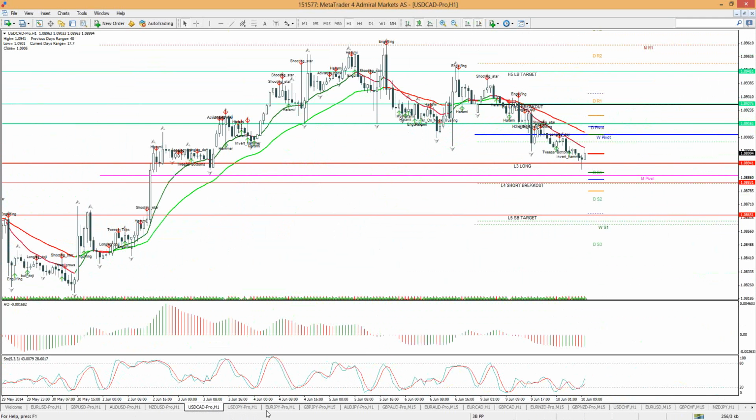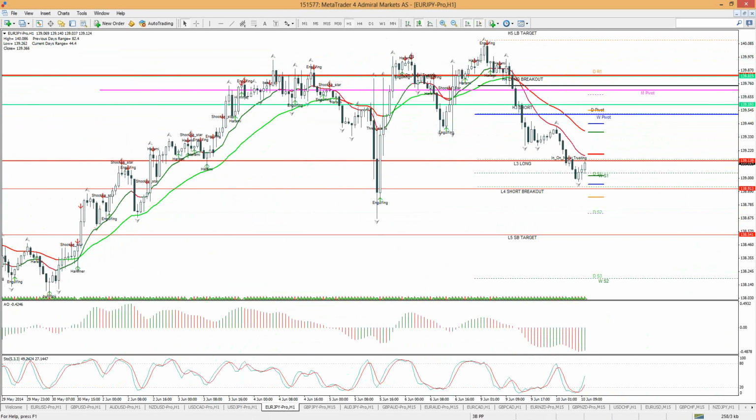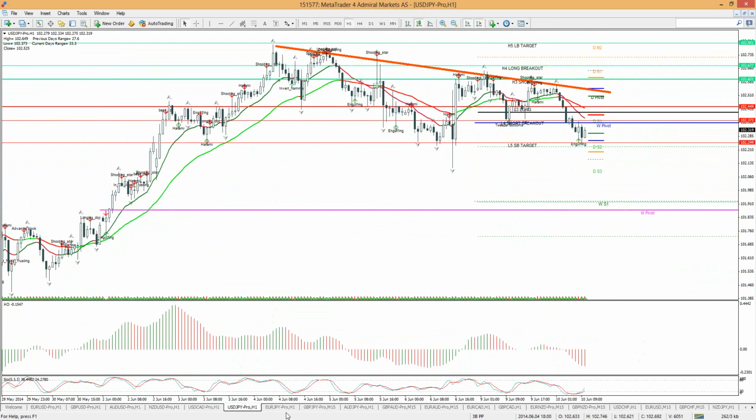Dollar CAD, not interesting. Dollar Yen, yes, but above. I lost all my trend lines. That's a pity. Dollar Yen above the pivot points, and Euro Yen at the pivot points for more downside. That doesn't really match up, though, if you look at that. So I have to be maybe careful with that, because these two don't match up. But they both have yen.